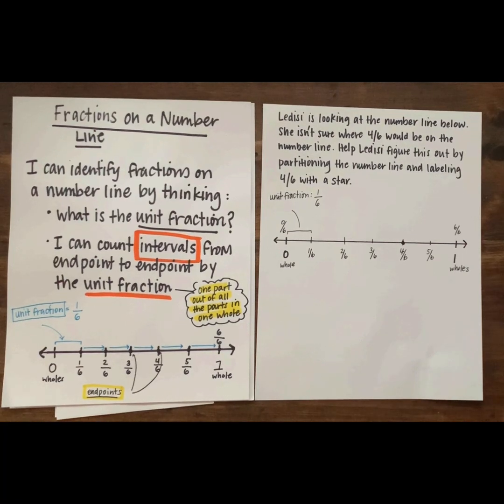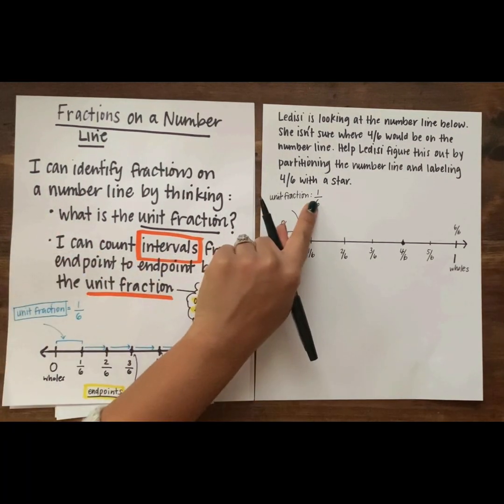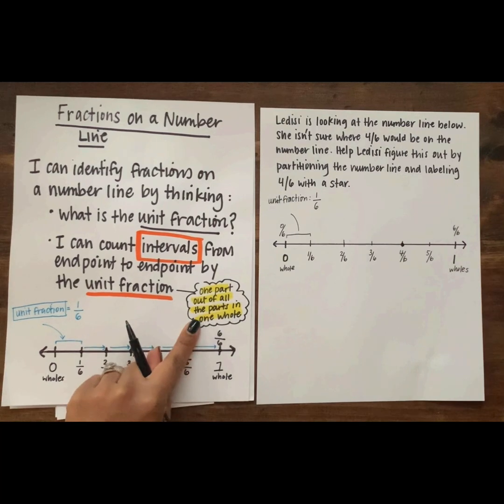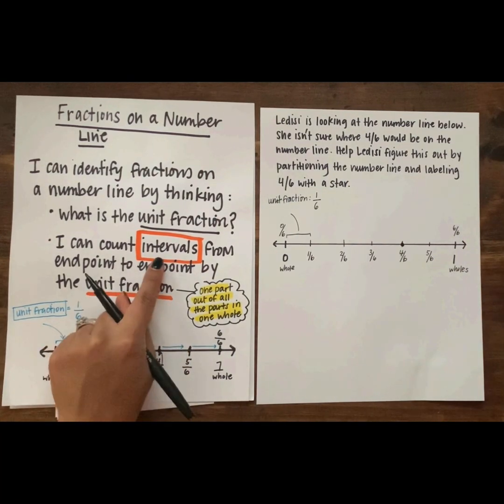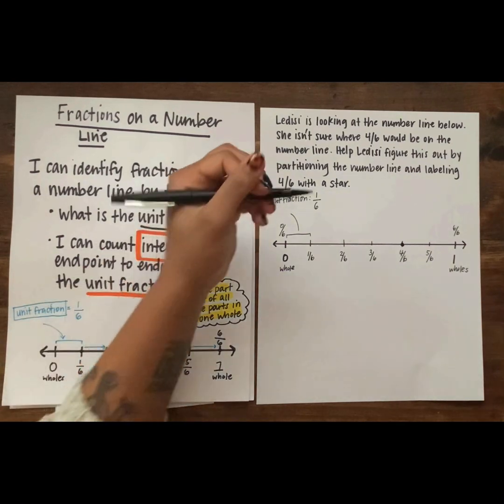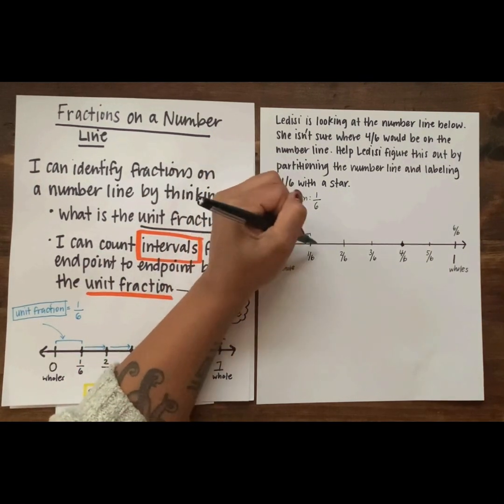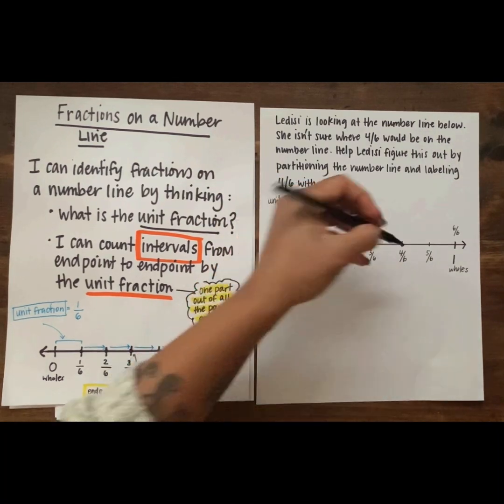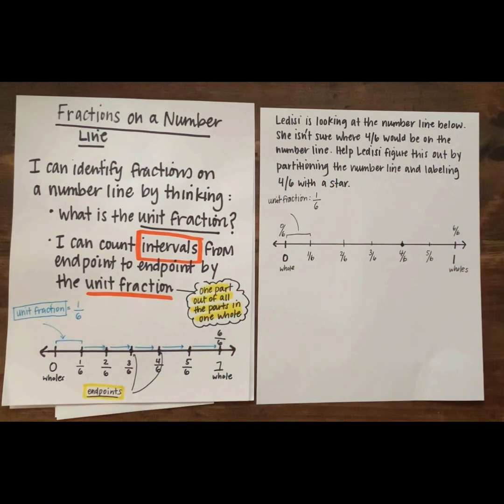Team, as you jump into your try one more, remember, we can identify fractions on a number line by thinking, what is the unit fraction, which is 1 part out of all the parts in 1 whole? And then we can count our intervals from endpoint to endpoint by counting by the unit fraction, 1/6, 2/6, 3/6, 4/6, 5/6, 6/6. Keep that in mind as you move on to the next problem.